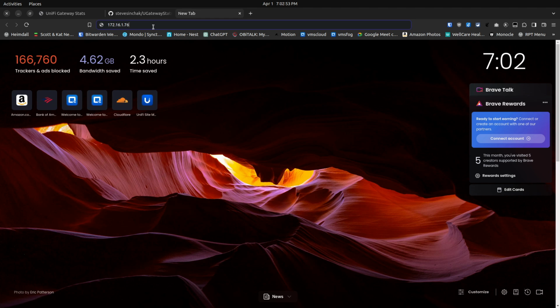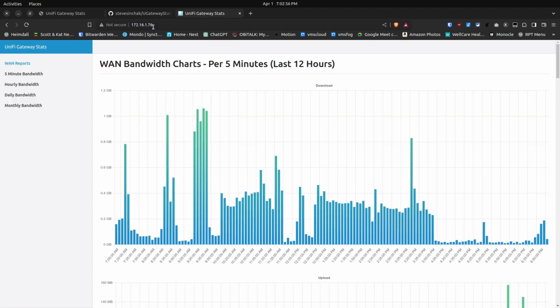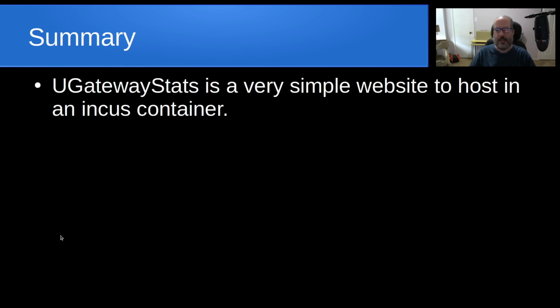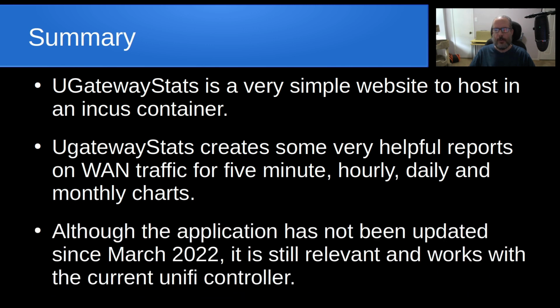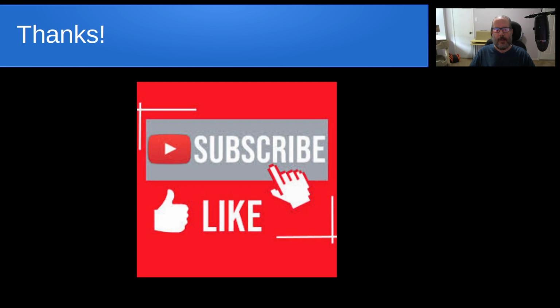So we simply move over to our web browser and type in 172.16.1.76, which is the address we just found, and we press enter, and it immediately goes into the Unifi Gateway Stats application. So in summary, UGatewayStats is a very simple website to host inside of an Incus container. And UGatewayStats creates some very helpful reports on WAN traffic for 5-minute, hourly, daily, and monthly charts. And although the application has not been updated since March of 2022, it's still very relevant and works with the current Unifi Controller version.